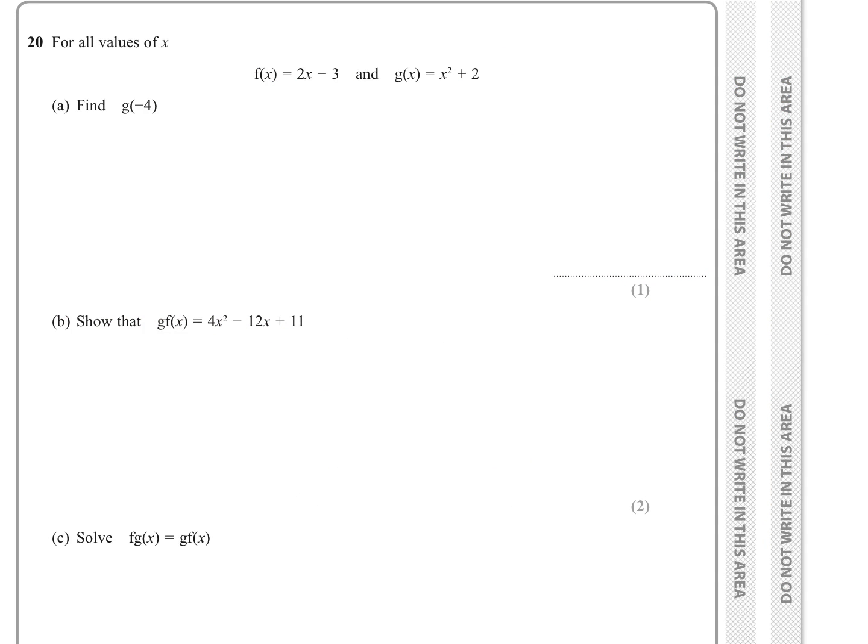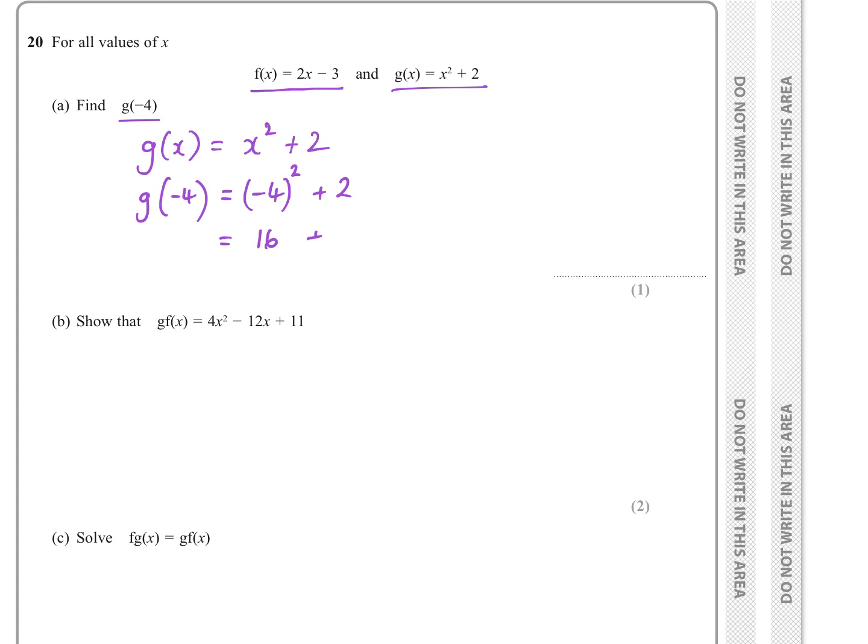Question 20. For all values of x, we're given two functions, f of x and g of x, and first of all we've got to find g of negative 4. Well, g of x is x squared plus 2, so g of negative 4 must be negative 4 all squared plus 2, which is 16 plus 2, which is 18.